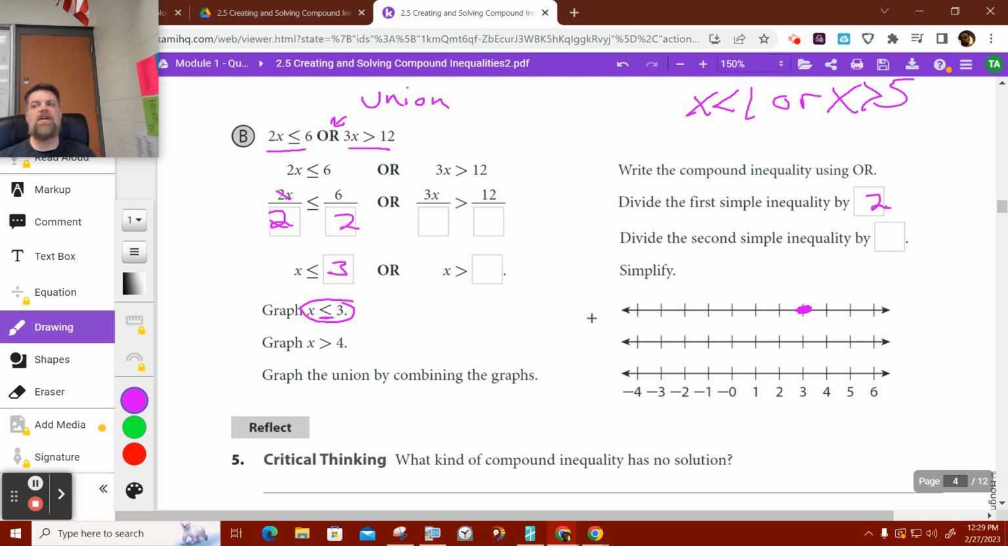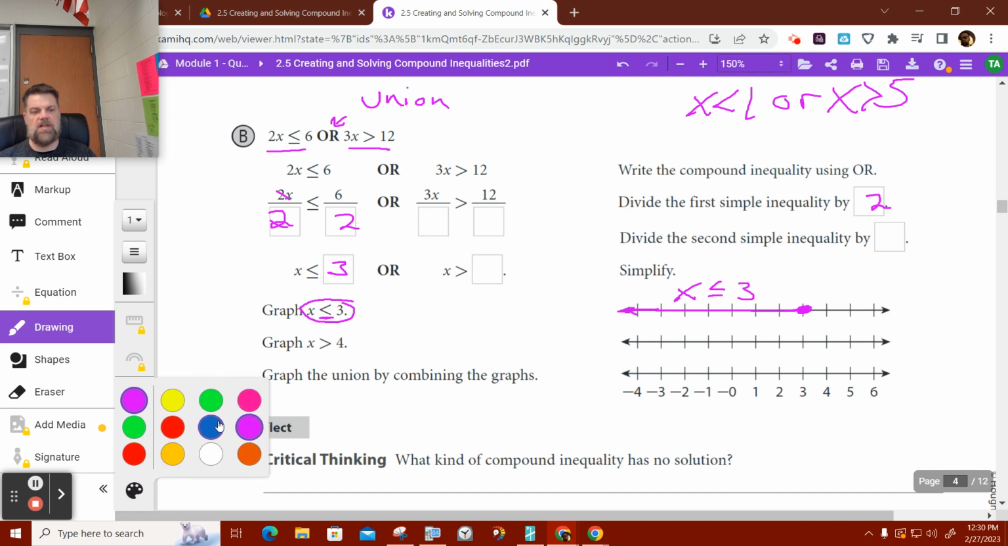Now, if you don't know, think of a number that's less than 3. Somebody give me a number that's less than 3. Negative 1. That's over here to the left, right? So this is the way that I shade. I'm just going to shade like this. Draw my little arrow. That's it. That is x is less than or equal to 3.